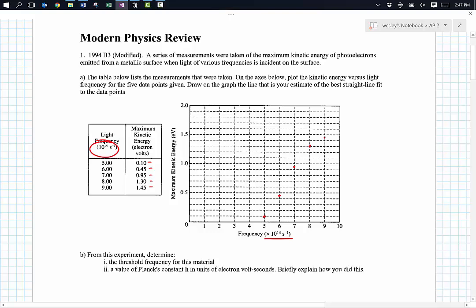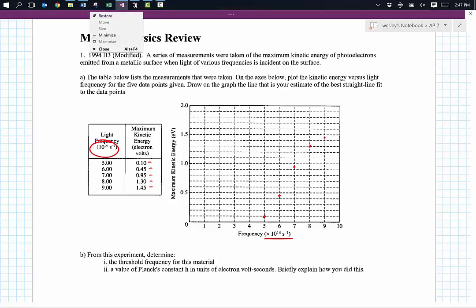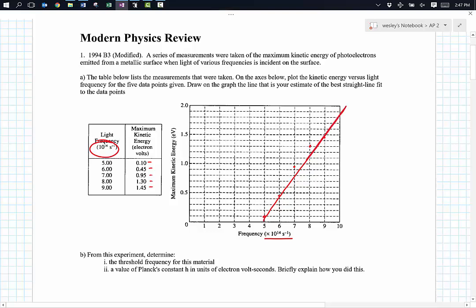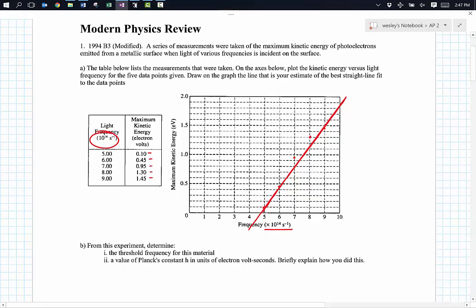Now it doesn't look like an exactly straight line, but it is good enough. So we'll draw our best fit line on here. Our best fit line looks something like that. So that's part A, we're done. Find the threshold frequency for this material and the value of Planck's constant in terms of electron volt seconds. Briefly explain how you did this.